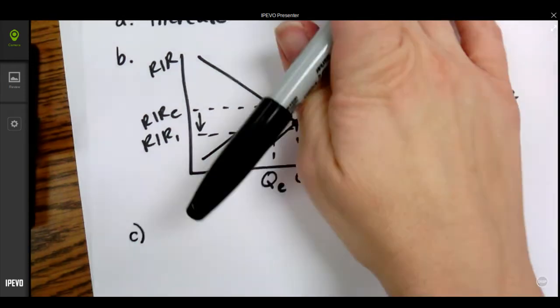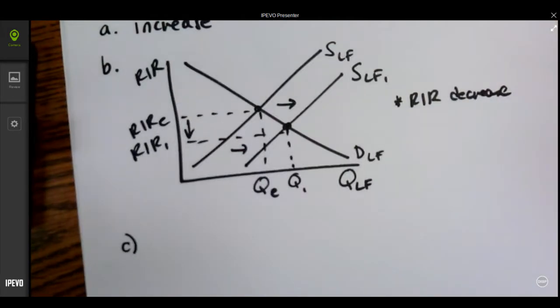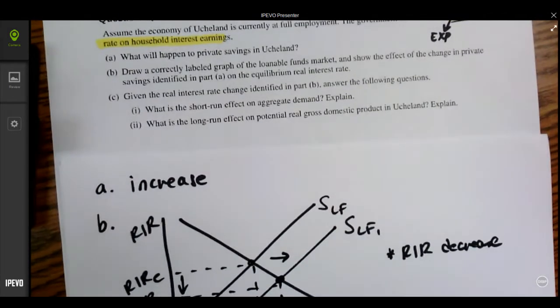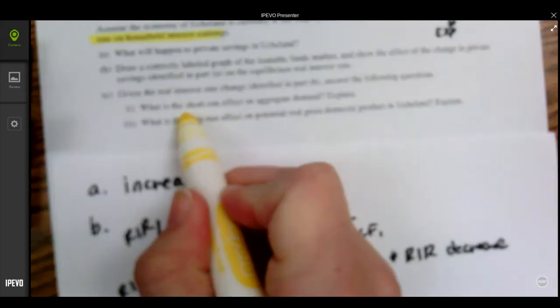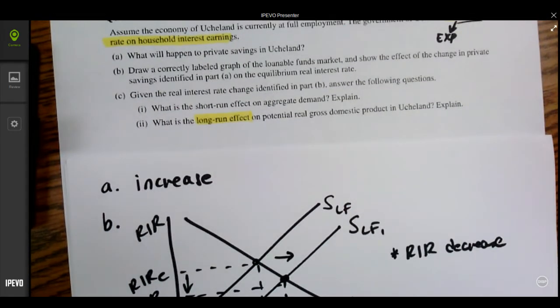Okay, so now we get to take this information back to our macro concepts. Given the real interest rate change identified in part B, answer the following questions. Number one, what is the short run effect on aggregate demand? Explain. Two, what is the long run effect on the potential real gross domestic product in Ucheland? Explain. So remember the long run effect, what I see when I see that is that they're asking me, how is this going to impact the GDP over time because of the lower real interest rates?